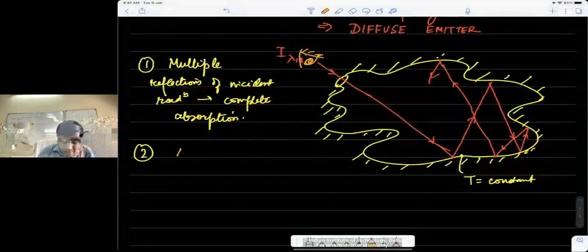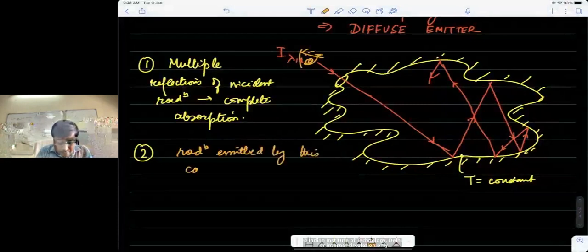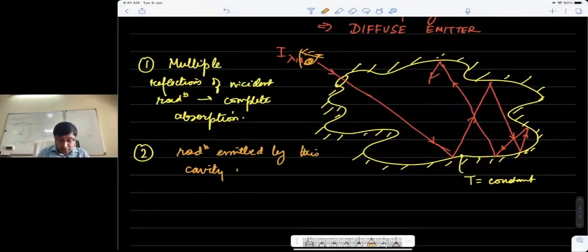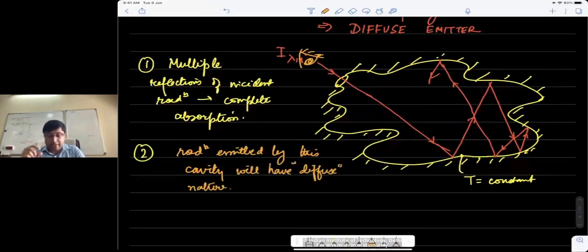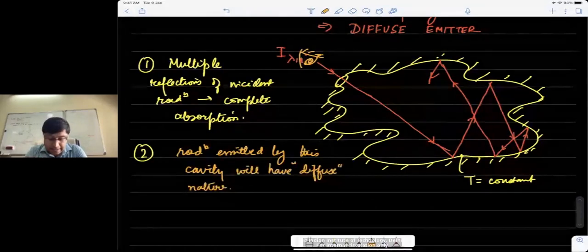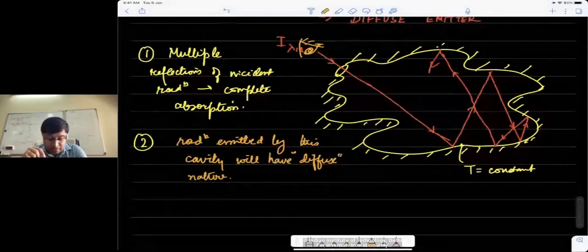So radiation that is emitted by this cavity will have a diffuse nature, that is, it would have lost its directional sense by the time it emerges. So we can now say that this cavity is also, in that sense, a perfect emitter because it is emitting diffuse radiation.